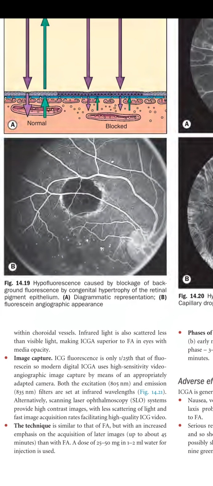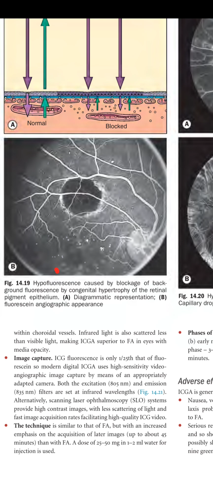Image capture: ICG fluorescence is only 1/25th that of fluorescein. Modern digital ICGA uses high sensitivity video angiographic image capture by means of an appropriately adapted camera. Both the excitation filter at 805 nanometers and the emission filter at 835 nanometers are set at infrared wavelength. Alternatively, a scanning laser ophthalmoscopy system provides high contrast images with less scattering of light and a fast image acquisition rate, facilitating high quality ICG video.